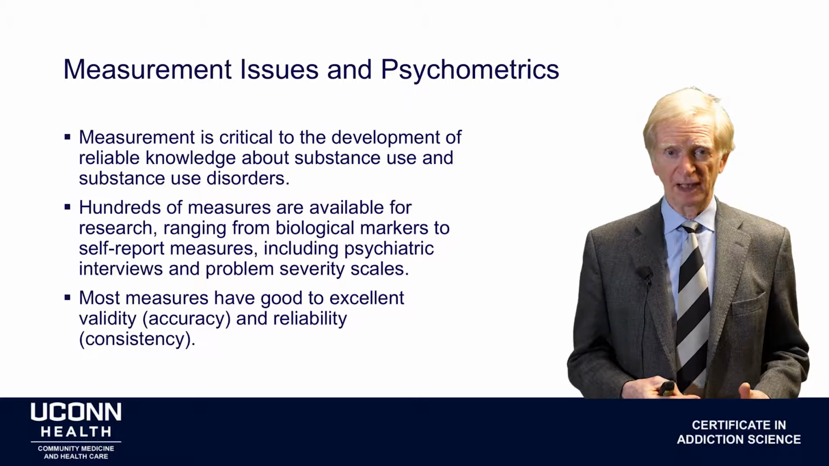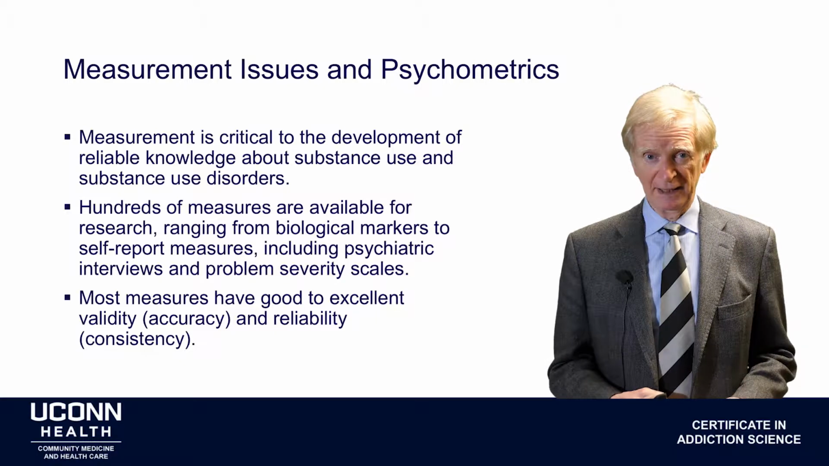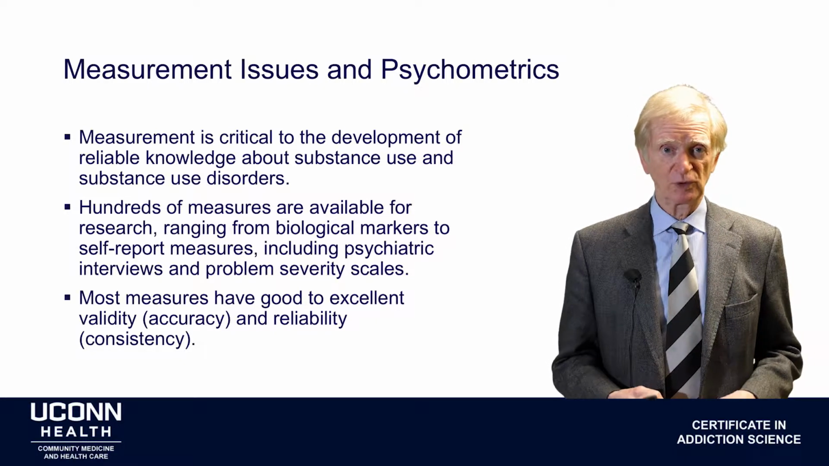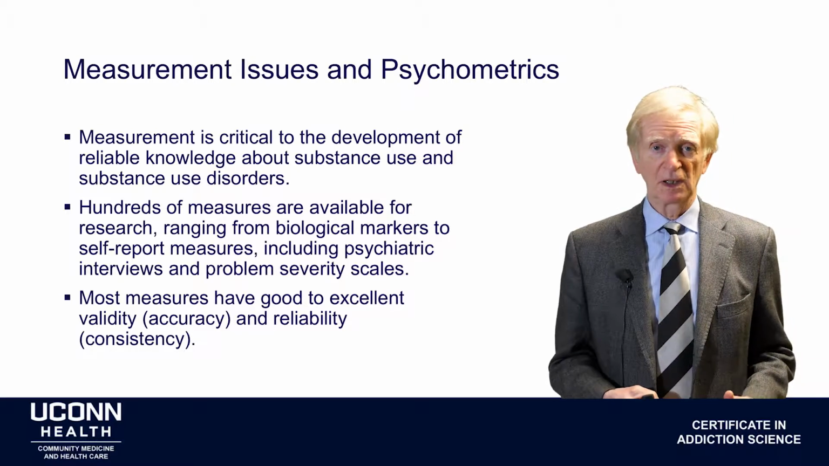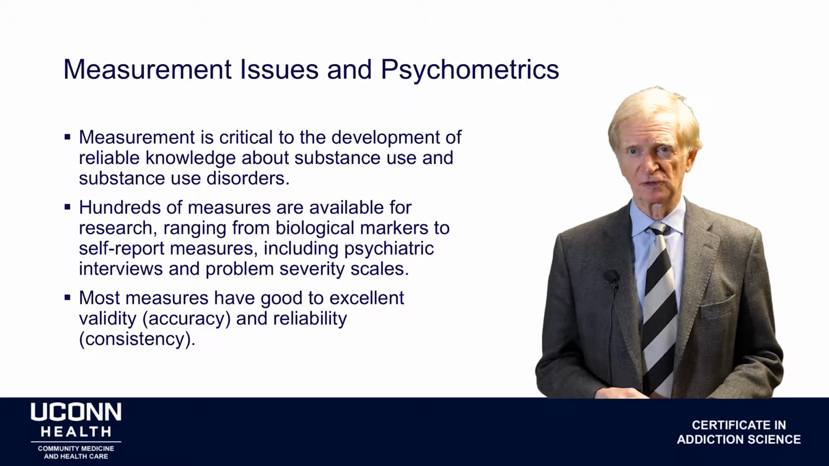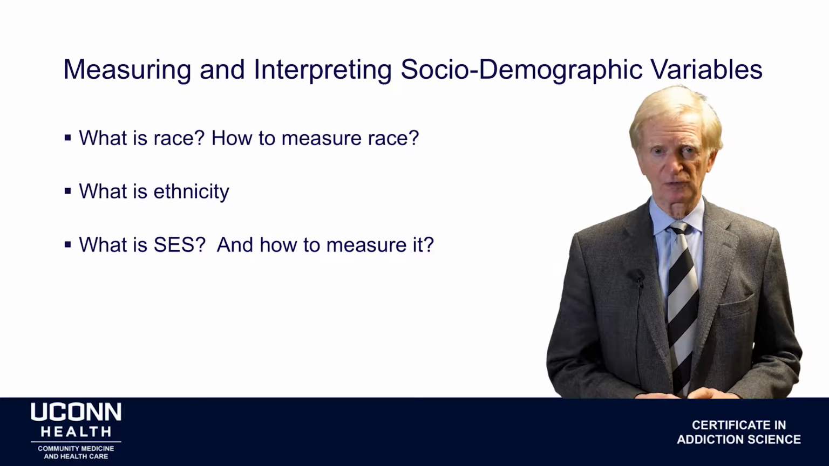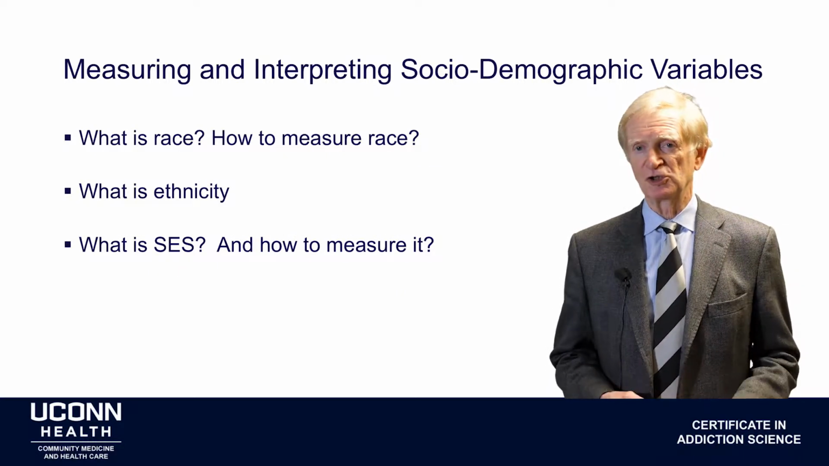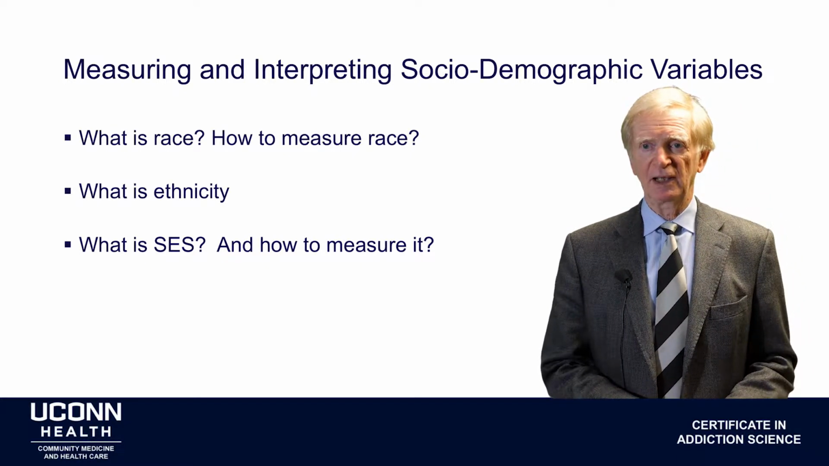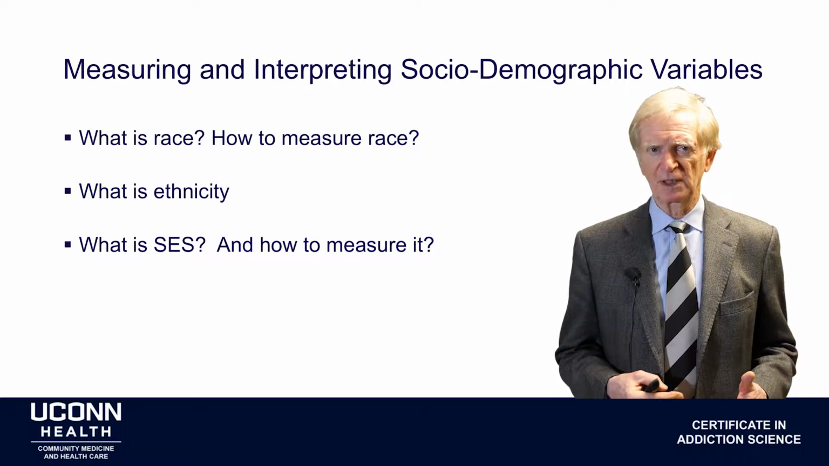Most of these measures have good to excellent accuracy. The term for that is validity, and reliability or consistency. So they're quite respectable in terms of producing good information if you apply them in a proper research design. We know that sociodemographic variables are important: age, gender, socioeconomic status, as well as race and ethnicity. And we've talked about how to measure these constructs and what they mean.